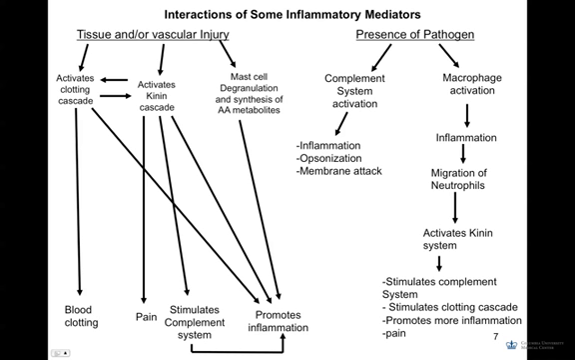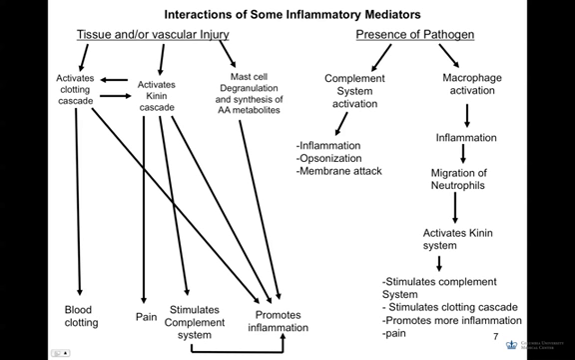On the other end of the slide, we have presence of a pathogen. And presence of a pathogen can, of course, happen along with tissue and vascular injury, but let's just look at it in isolation. So presence of a pathogen is capable of activating the complement system, and that will cause inflammation, opsonization, and the formation of the membrane attack complex.